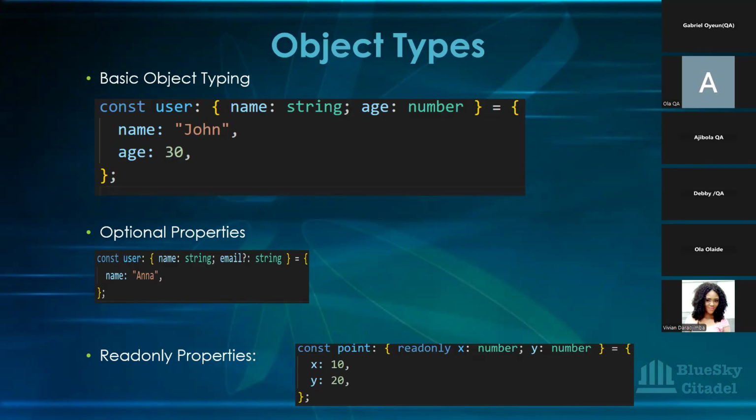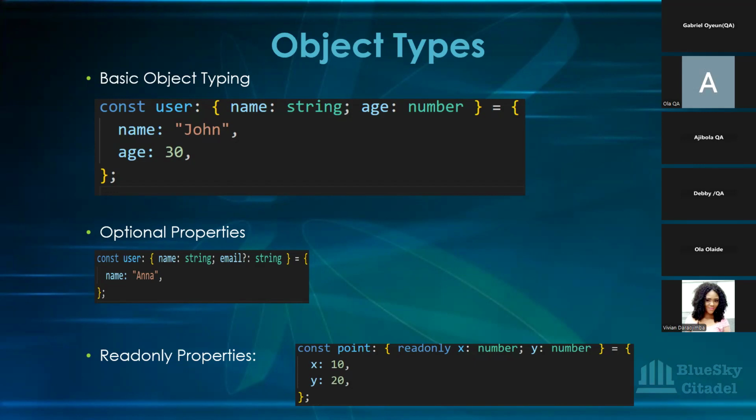So for the object type, there are 3 main types. The first one is the basic one where everything is required. The second one is the optional, where we can have some values that are required and some values that are optional. And the third one is the read only. These are values that we know cannot change, usually maybe like the value of pi. It doesn't change. It's 3.14, blah, blah, blah. But it doesn't change. So let's see that in action.